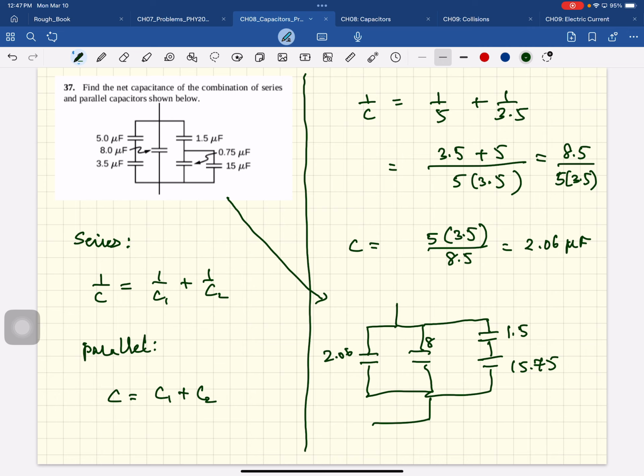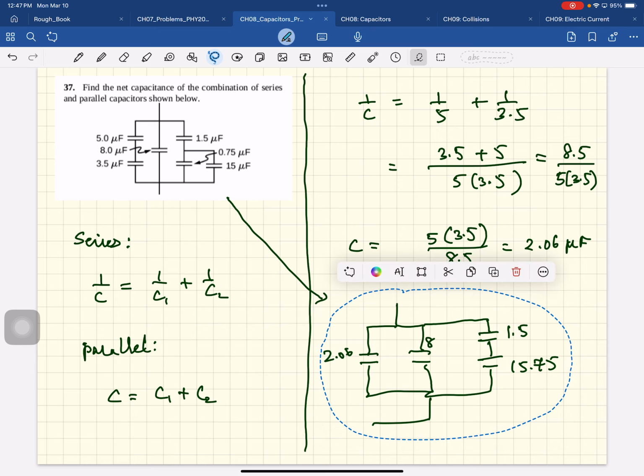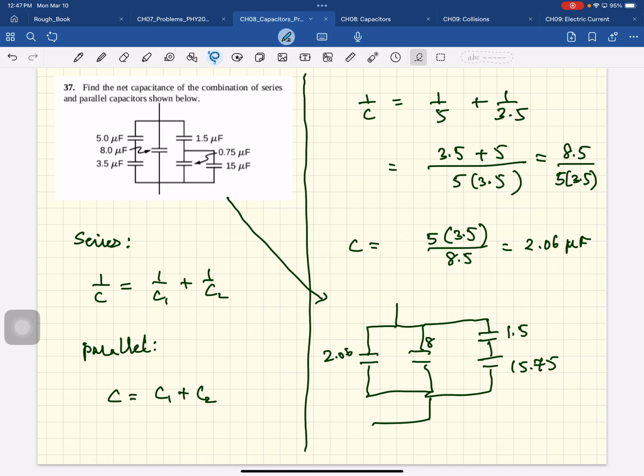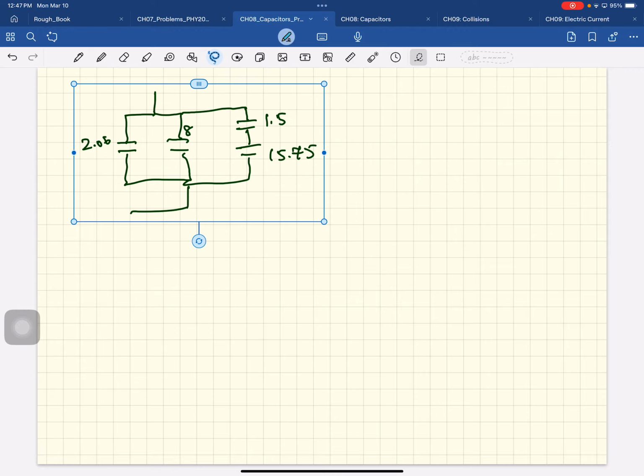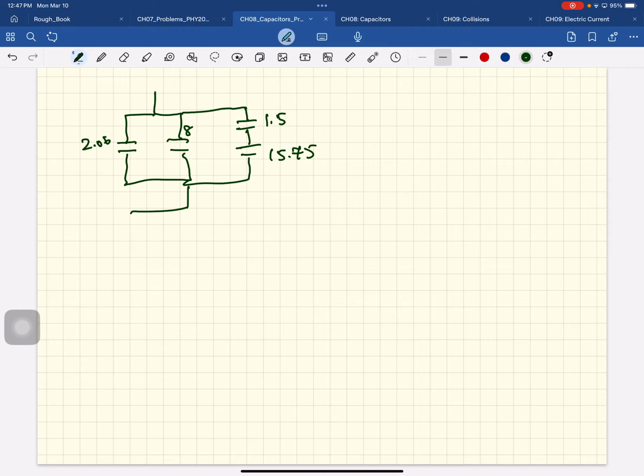All right, so let me copy this. Okay, so we are doing a series combination here. And what will the series combination be? Do you have C1 plus C2? Yeah, its value will be less than that guy.